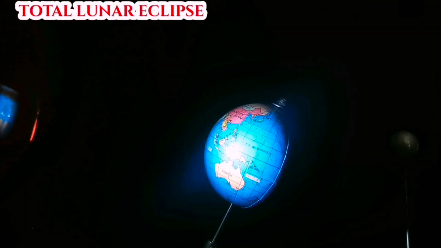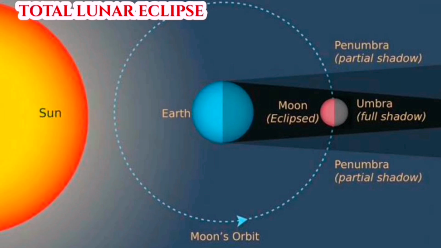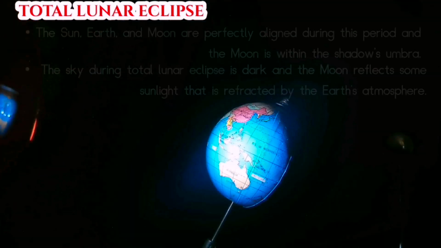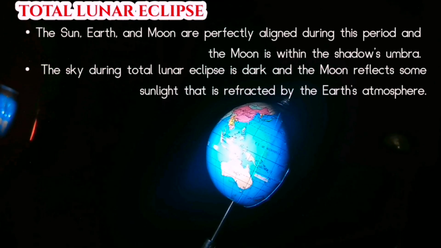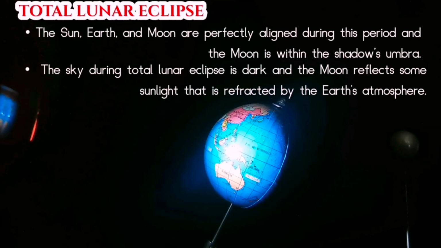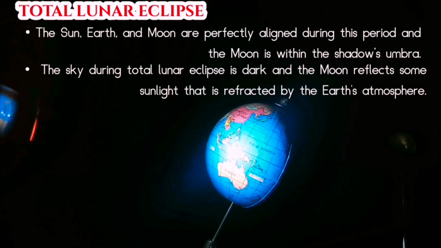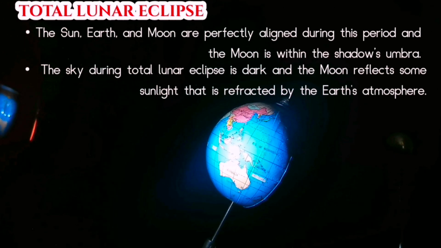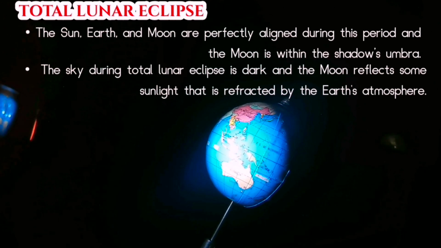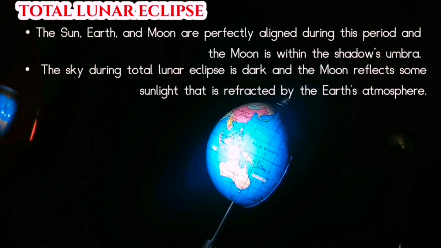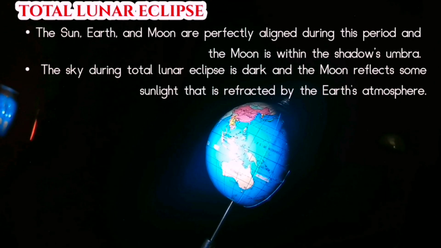For total lunar eclipse, the sun, earth, and moon are in perfect alignment, and the moon is within the shadow's umbra. The sky during the total lunar eclipse is dark, and the moon reflects some sunlight that is refracted by the Earth's atmosphere. The light that is refracted is reddish in color and can cause the moon to appear blood red in color. The total lunar eclipse occurs 2.5 years.